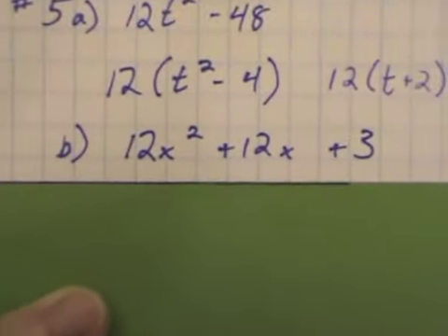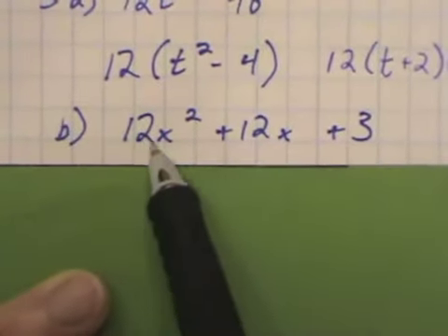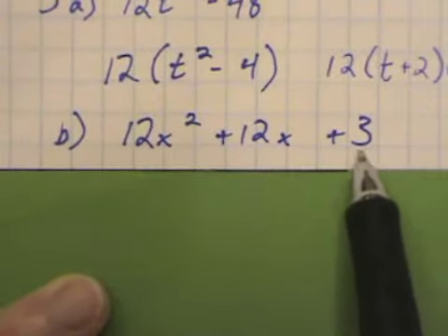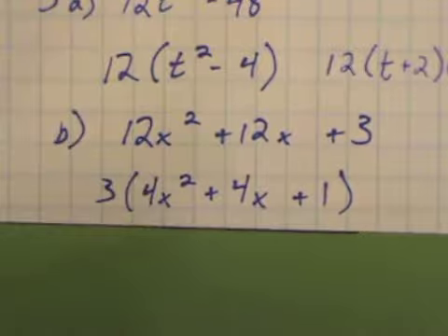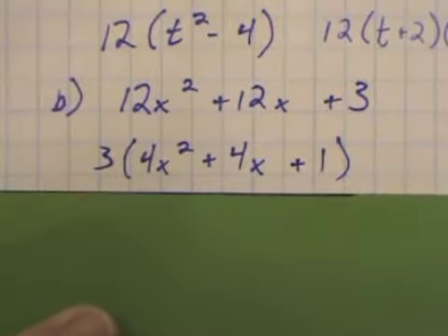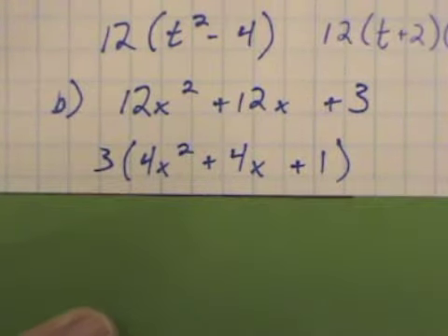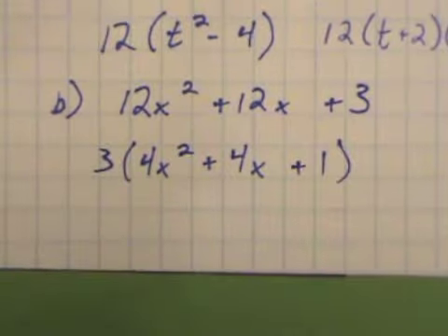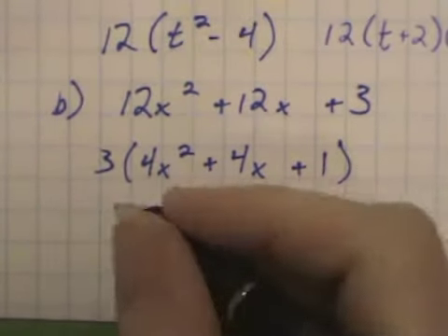Letter B. Not quite as beautiful, but notice before you do anything that you can factor out a 3. And then your problem looks quite a lot easier. Oh, I guess I have to do the rest still.